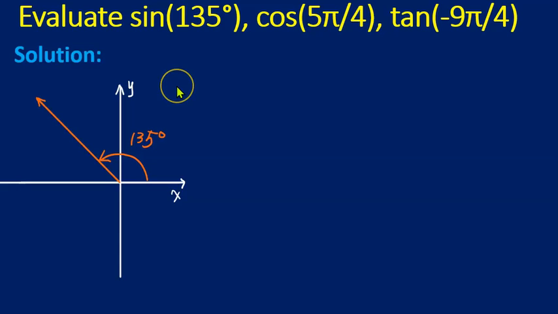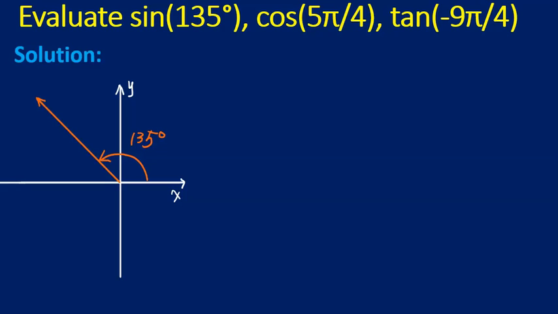Hello everyone, in this video I'm going to show you how to find sine of 135 degrees, cosine of 5 pi over 4, and tangent of negative 9 pi over 4. You can see that 135 degree angle has been sketched and labeled.